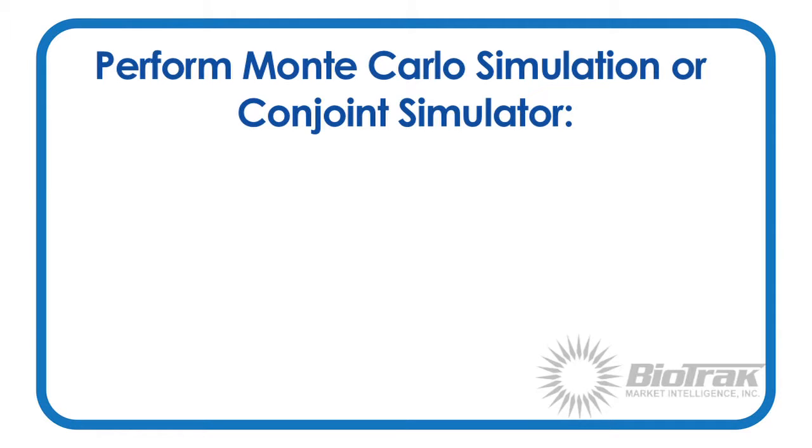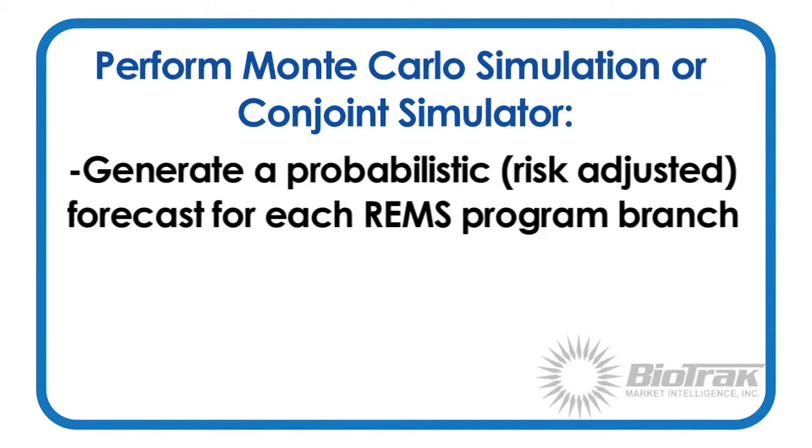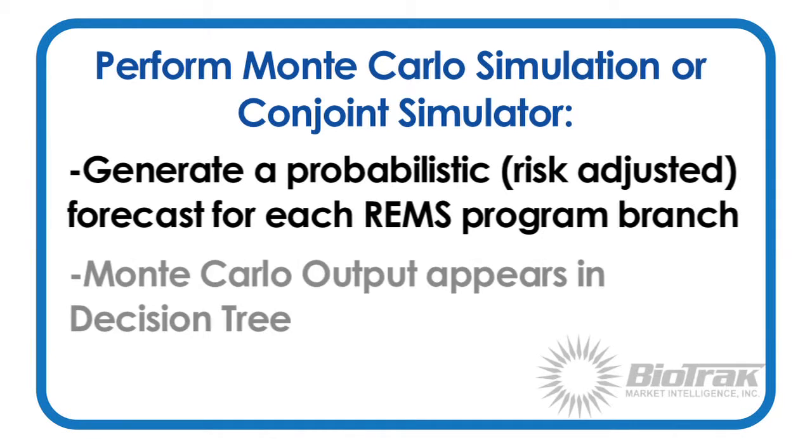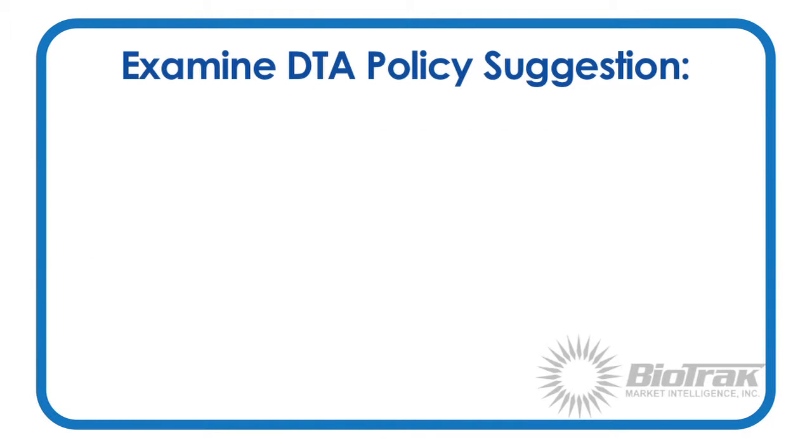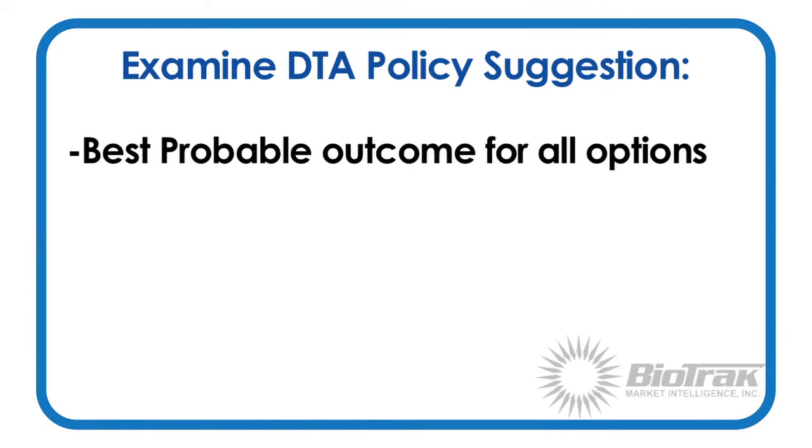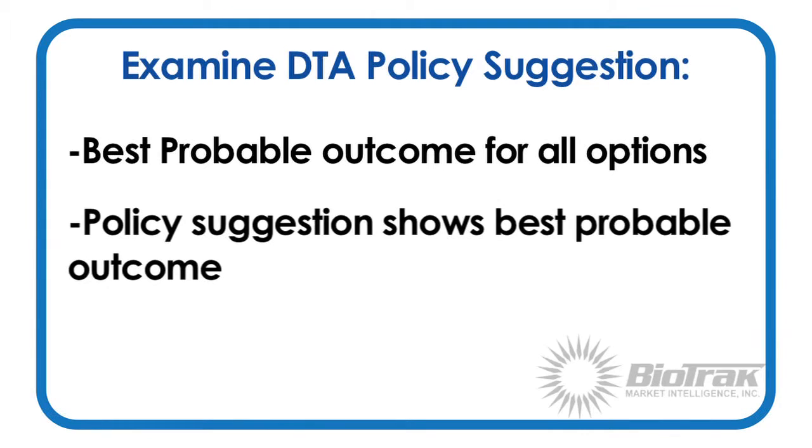Now, I realize this might be fairly technical information, but these are techniques that are practiced in the industry on a daily basis. It involves generating a probabilistic or risk-adjusted forecast for the product for each REMS program branch, and the Monte Carlo output appears in the decision tree. The Monte Carlo will then help us examine a policy suggestion in the decision tree. What's the best probable outcome from a financial point of view for each option or branch in the tree? And this policy suggestion gives the best probable outcome.